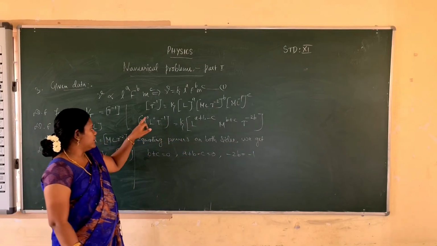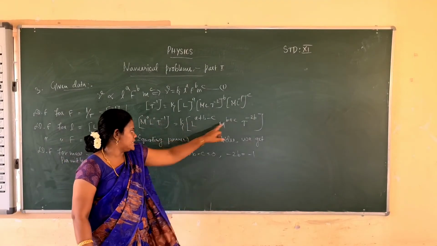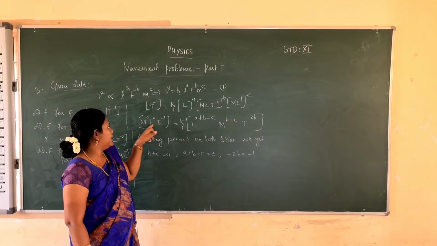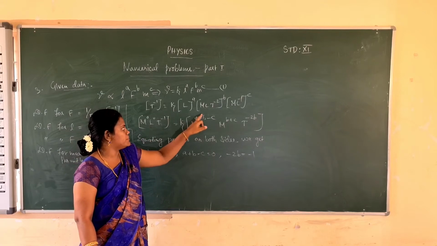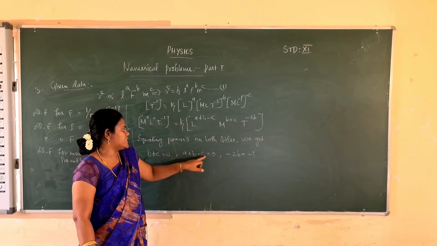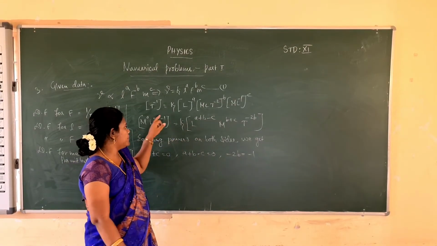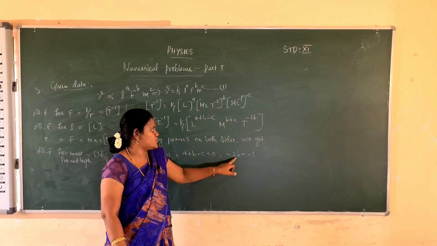M power 0, M power B plus C, so B plus C is equal to 0. And L power 0 and A plus B minus C, so A plus B minus C is equal to 0. And T power minus 1, T power minus 2B, so minus 2B is equal to 0.